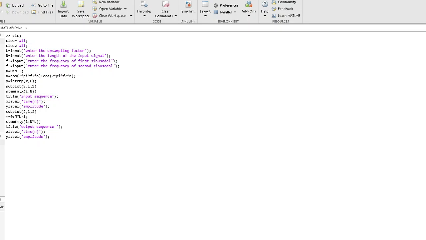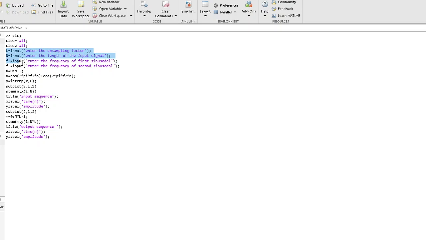So for number 14, we are tasked to perform interpolation on the given input. And interpolation is just the opposite of decimation, which was done in the previous item. For the code, again, we are just going to start with the usual clearing of everything: clearing of code, clearing of workspace, and clearing of all variables.